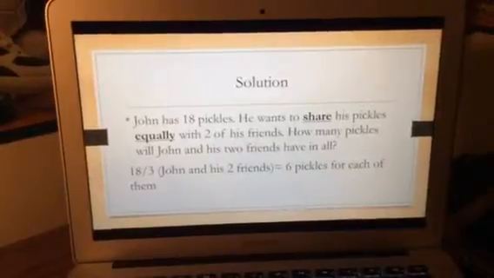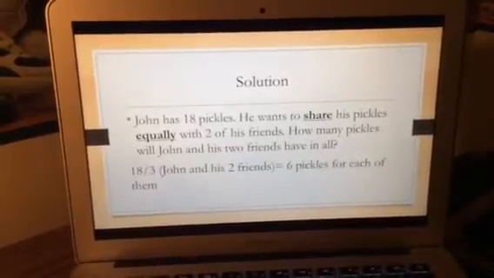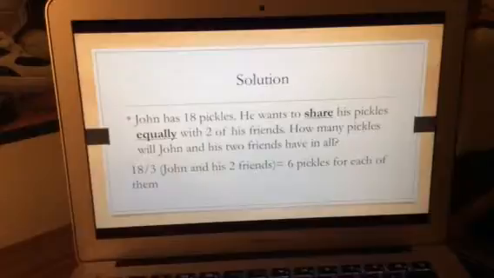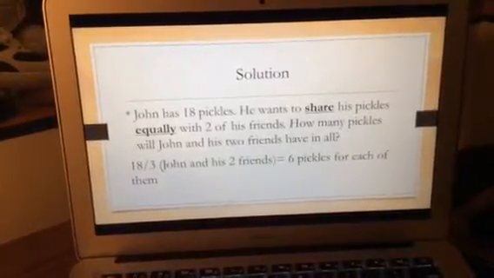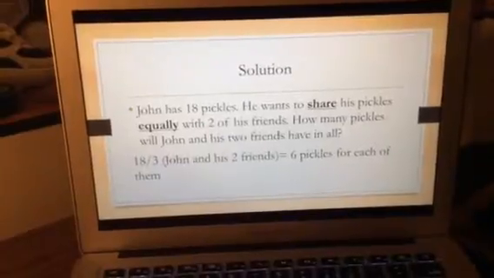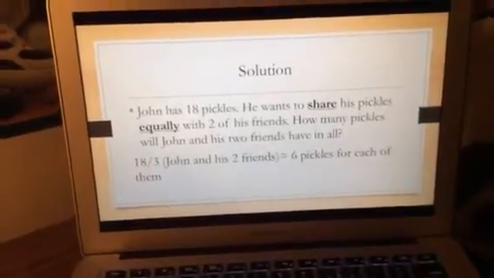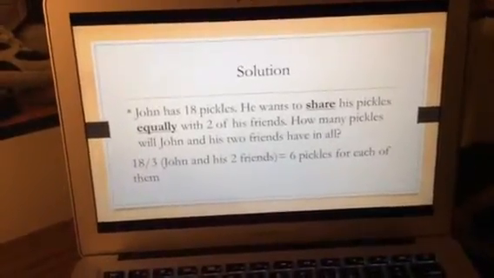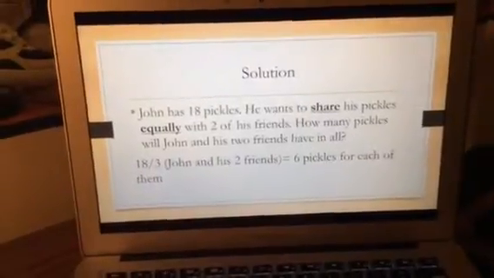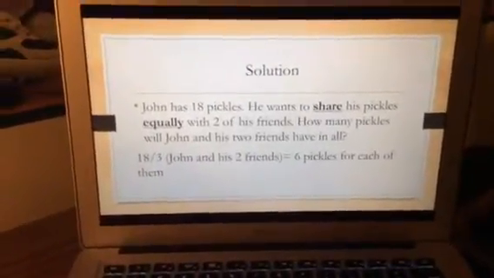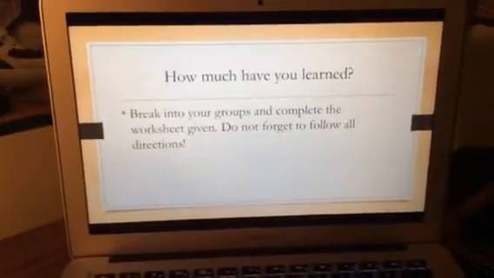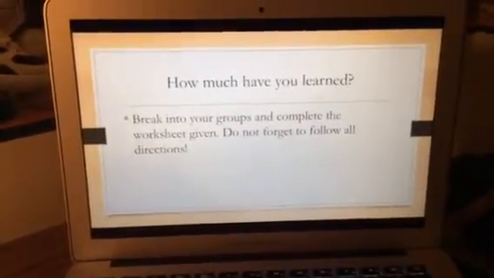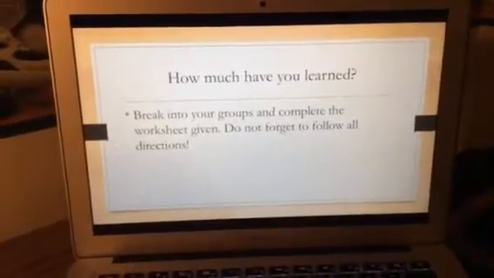I will have a brief discussion of this question and answer any questions that students may have. I will then ask anyone if there are any questions about multiplication or division word problems. If there are no questions, I will move on to the next part of the lesson, which is group work. At this point, students will break into groups and complete the worksheet.